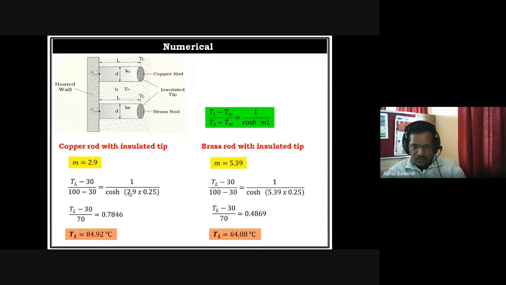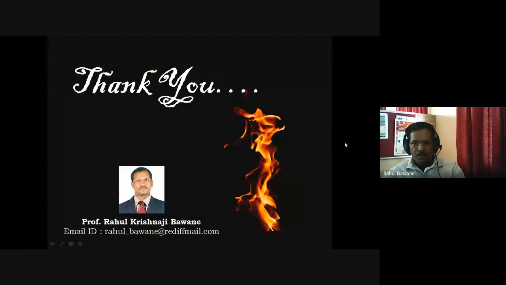Okay. Many times in practice, they don't provide much data, they just ask which fin has a higher tip temperature. Copper has a higher thermal conductivity as compared to brass. So the rate of heat transfer will be more in copper, so tip temperature will be more. Accordingly we obtain for copper 84.92 and for brass 64.08.